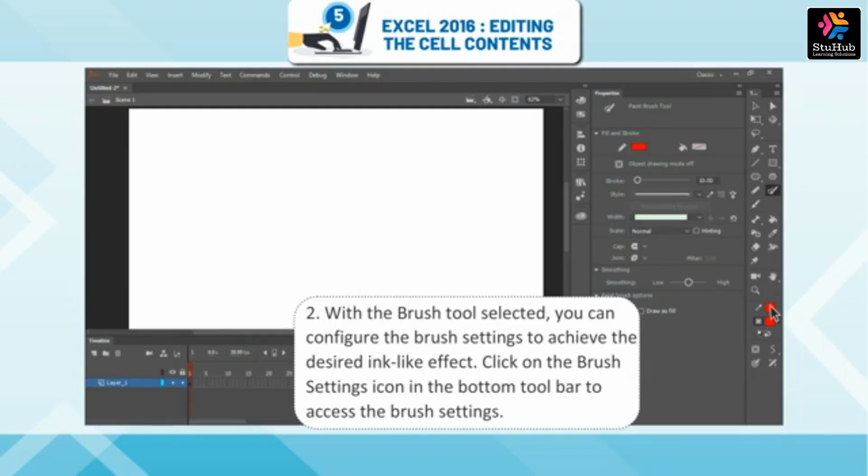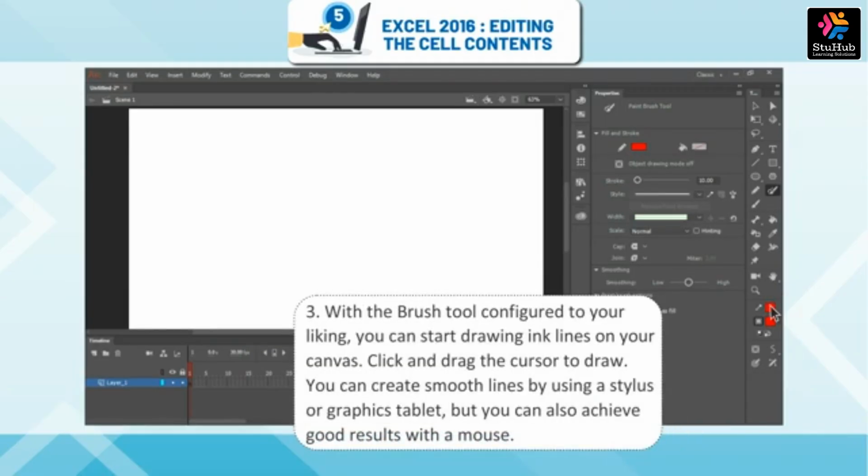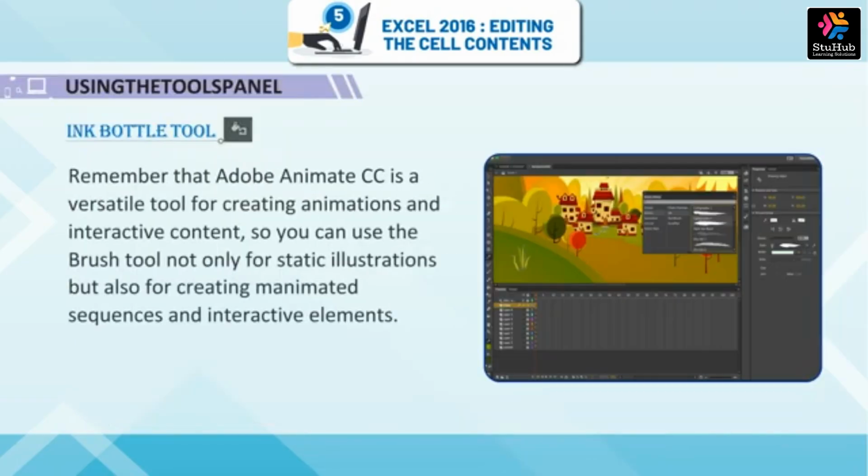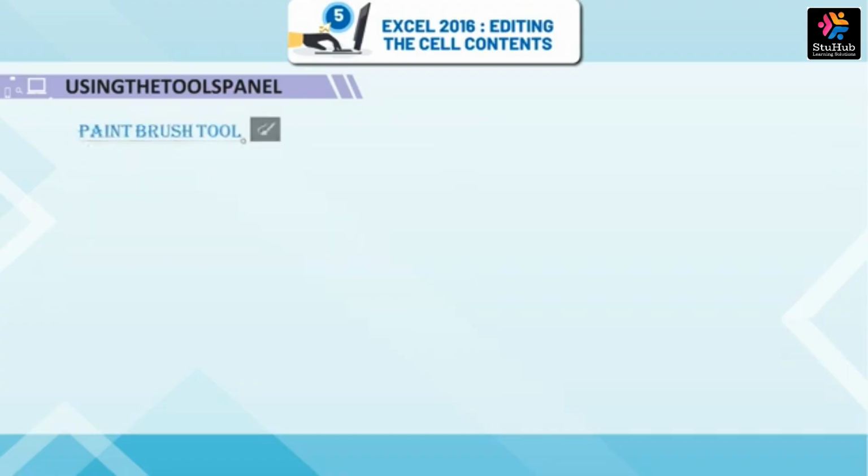Click on the brush settings icon in the bottom toolbar to access the brush settings. With the brush tool configured to your liking, you can start drawing ink lines on your canvas. Click and drag the cursor to draw. You can create smooth lines by using a stylus or graphics tablet, but you can also achieve good results with a mouse. Remember that Adobe Animate CC is a versatile tool for creating animations and interactive content, so you can use the brush tool not only for static illustrations, but also for creating animated sequences and interactive elements.